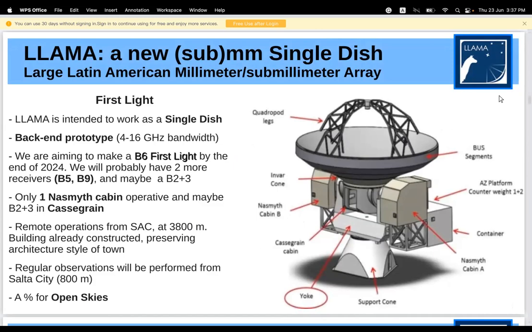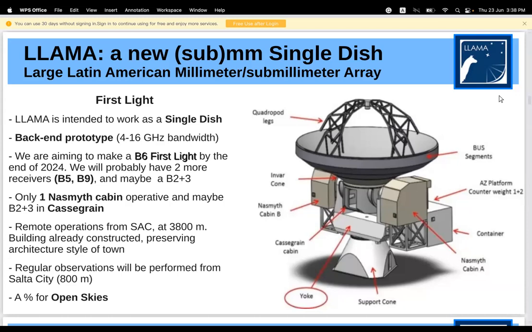So for first light, LLAMA is intended to be working as a single dish. It will have a backend prototype with, as a minimum, 4 gigahertz, but we are aiming for 16 gigahertz of bandwidth. We are also aiming to make a band 6 receiver, which is already almost ready, the cold part of the receiver. We will be trying to purchase the warm cartridge from NRAO, and we will probably have 2 more receivers, band 5 and band 9, and maybe another one which is being built in Chile, band 2+3.